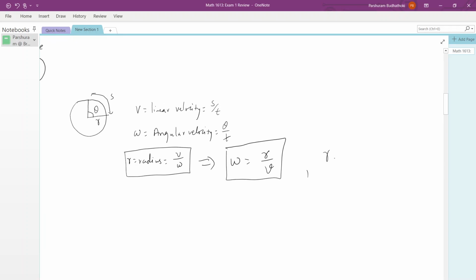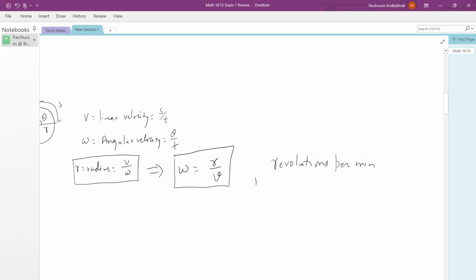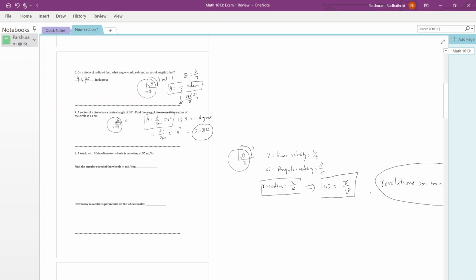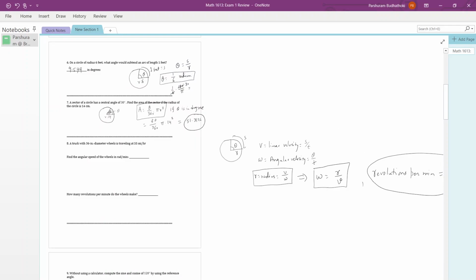Revolutions per minute is equal to angular velocity over 2 pi. So these are the two formulas we are going to use here. And also, before we use the formula, we have to keep in mind our units should be the same.